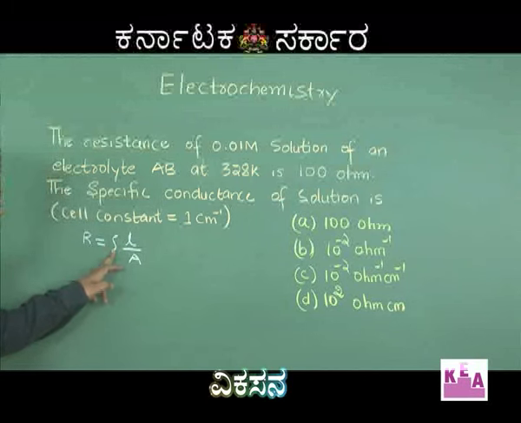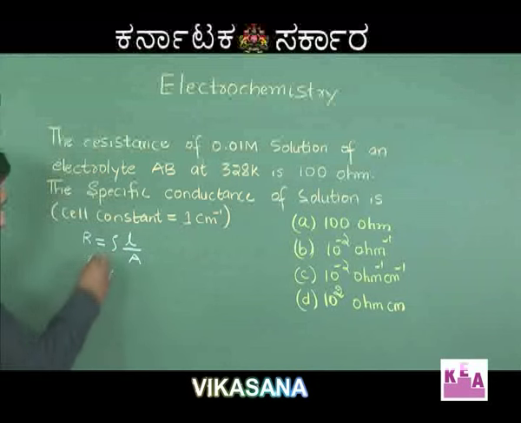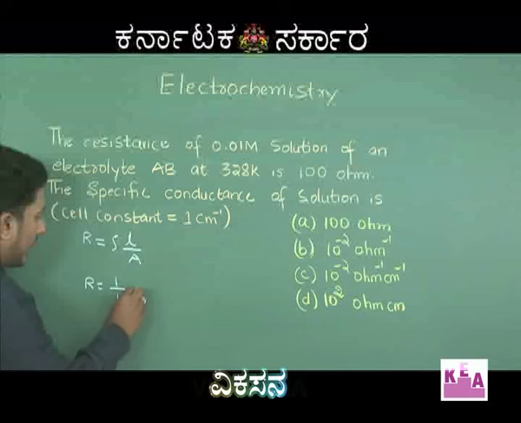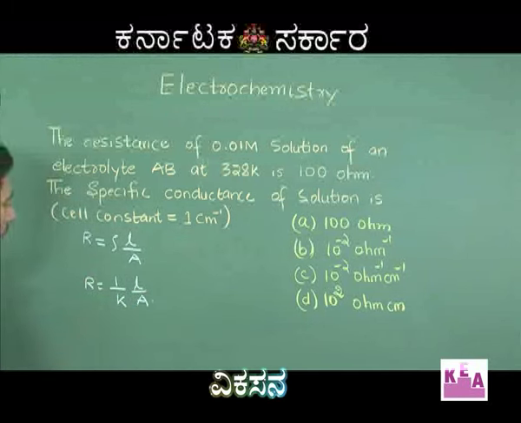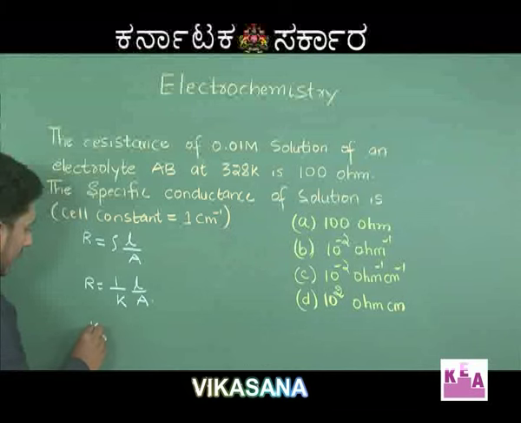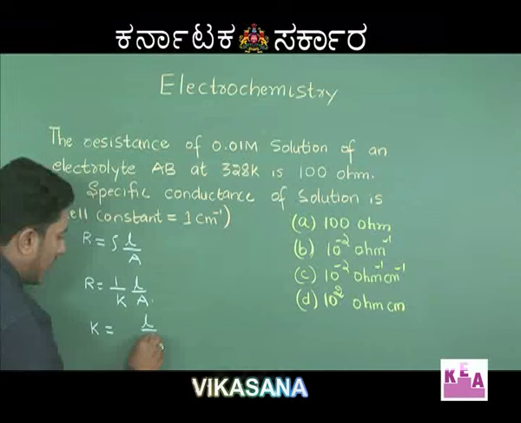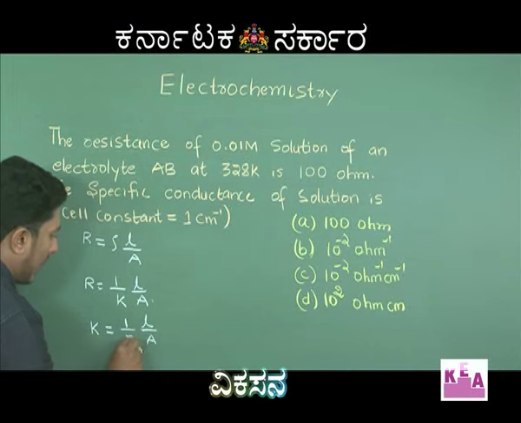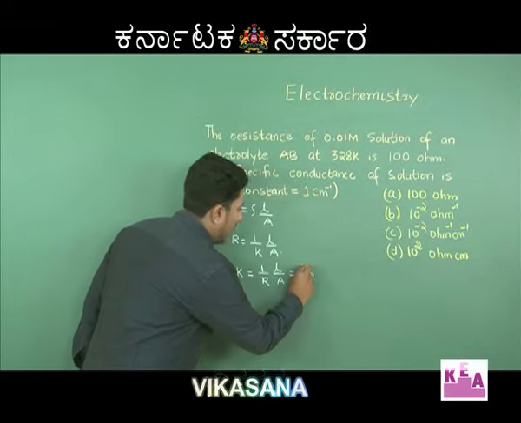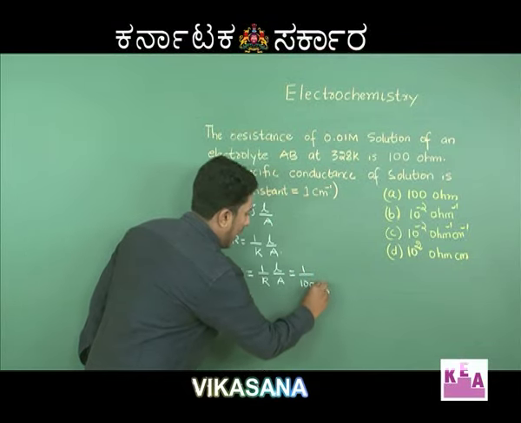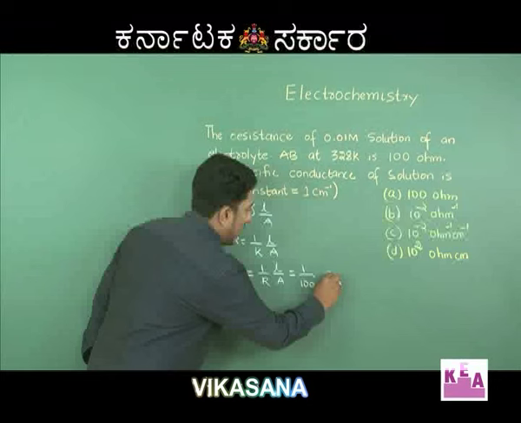Rho inverse, the reciprocal of rho, is conductivity. Hence, the equation can be written as R is equal to 1 by conductivity into L by A. We need to find the conductivity of the solution. So, conductivity K will be equal to L by A, which is called as the cell constant, into 1 by R. R value is given as 100 ohm. So, it will be 1 by 100 ohm into L by A.